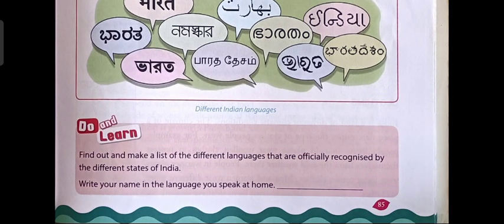Next we have Do and Learn. So this Do and Learn, what is it, let's read it. Find out and make a list of different languages that are officially recognized by different states of India. Write your name in the language you speak at home. So what you have to do is find out 5 different languages that are spoken in 5 different cities or 5 different areas. And here you can write your name in the language you speak at home.